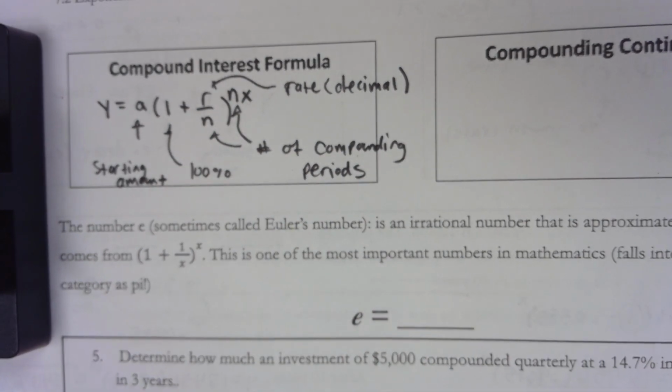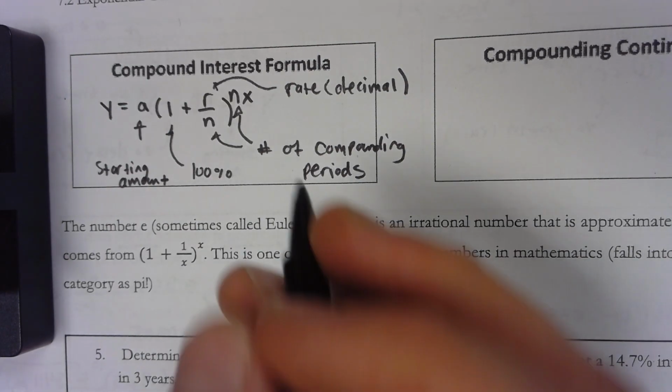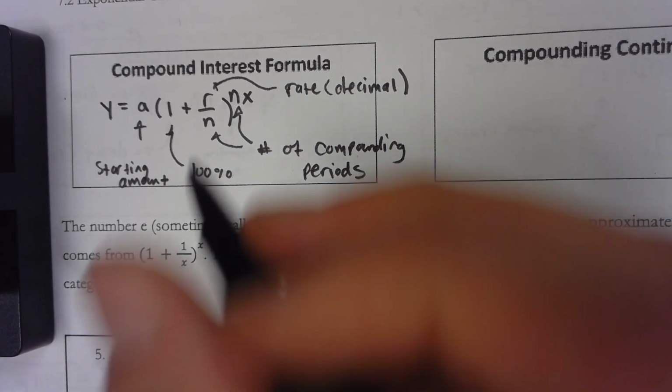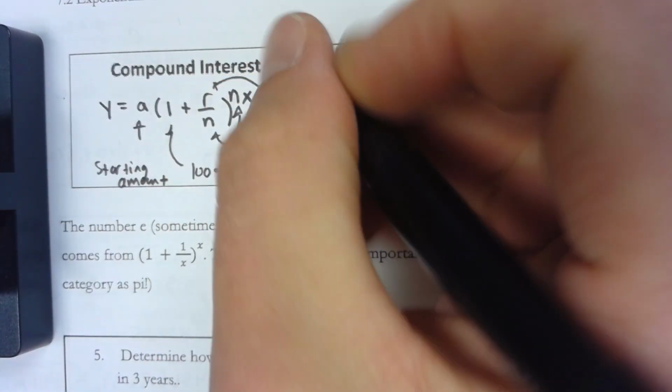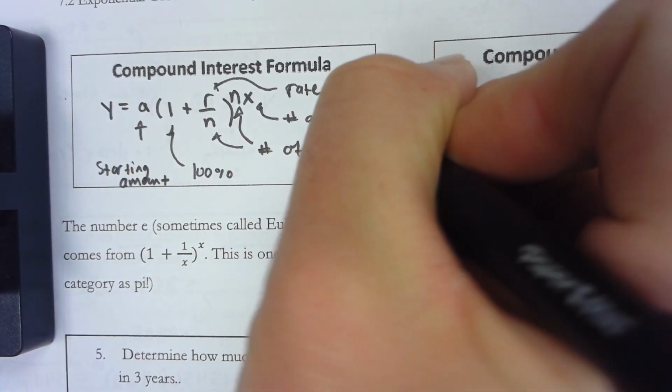Okay, so that n is the exact same in both what we're going to divide the rate by and what we multiply the time by. These problems, we're given a rate that is an annual rate and it gets compounded in different ways. So x is going to represent the number of years, in terms of our time.